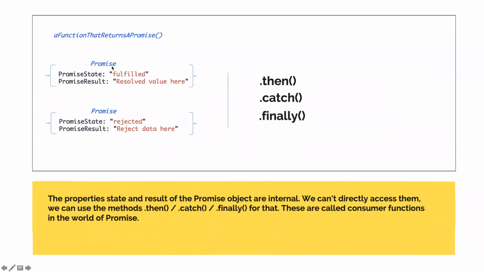And these promise state and result are internal to the promise object. We have a much cleaner API to use them, called then, catch, and finally. So we don't use promise state or promise result. We have a clean API called .then, and prototype functions called .catch and finally.